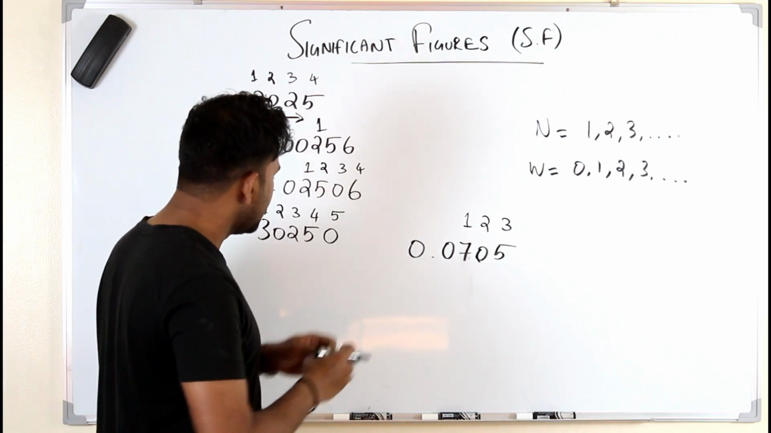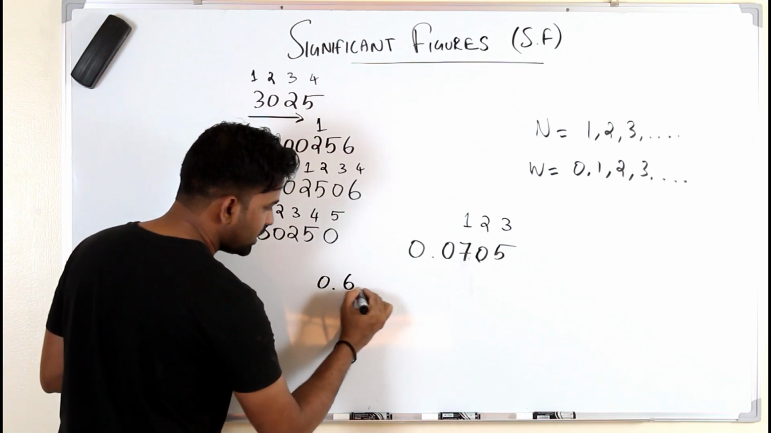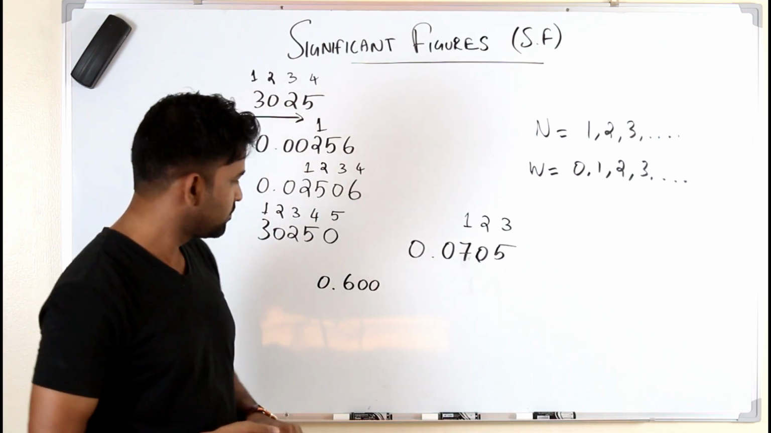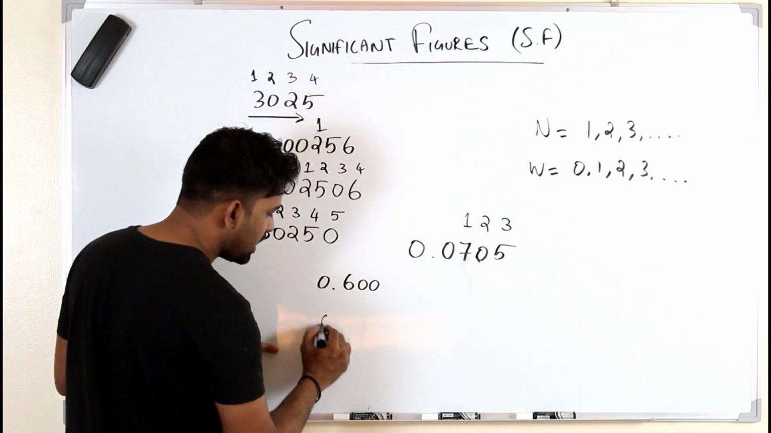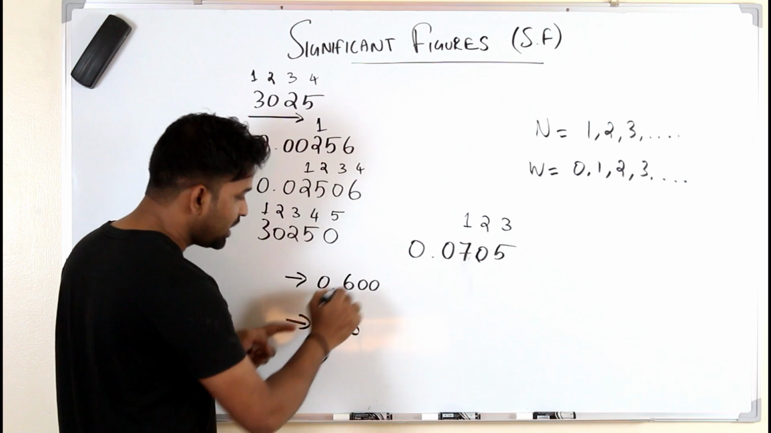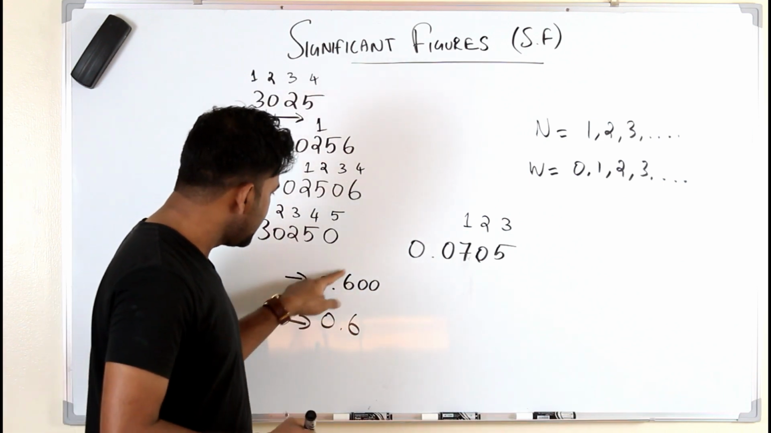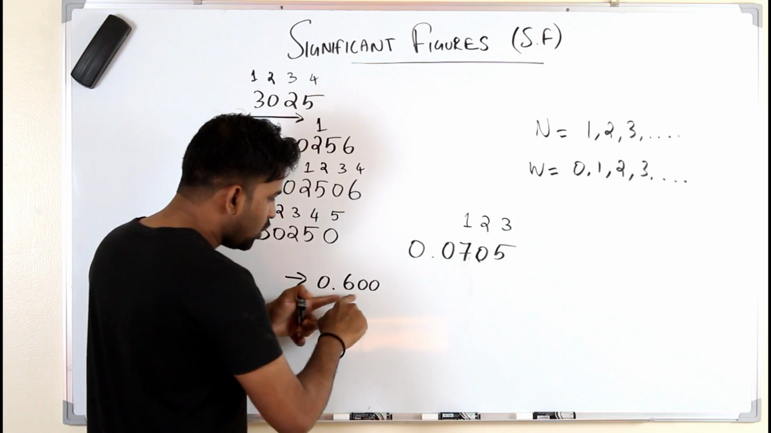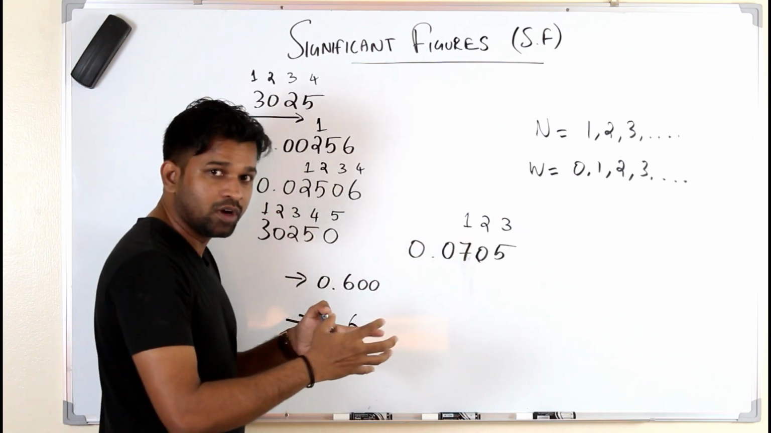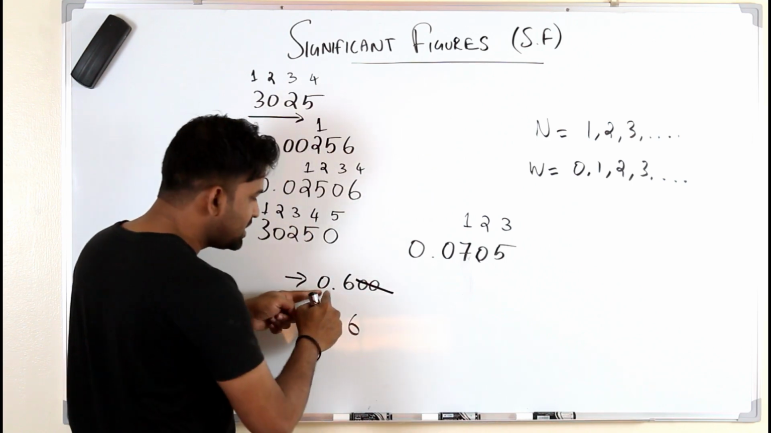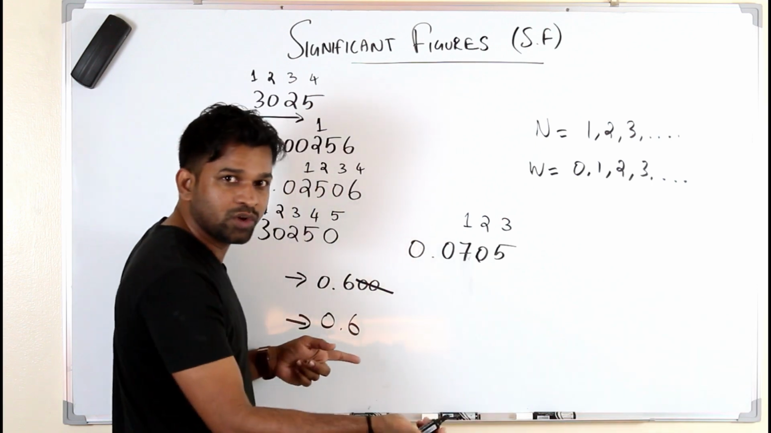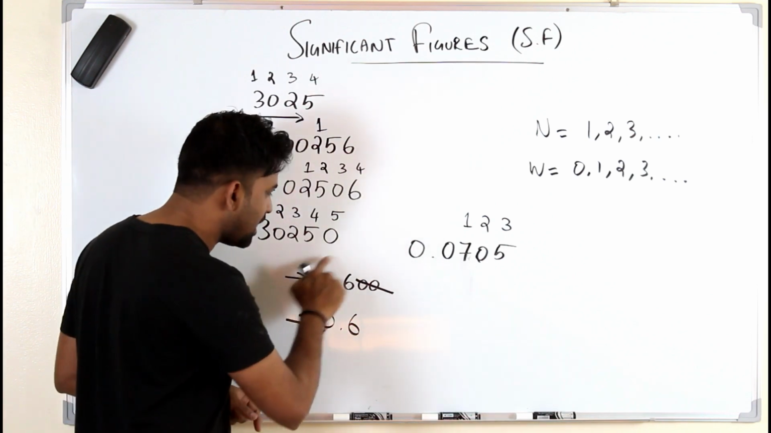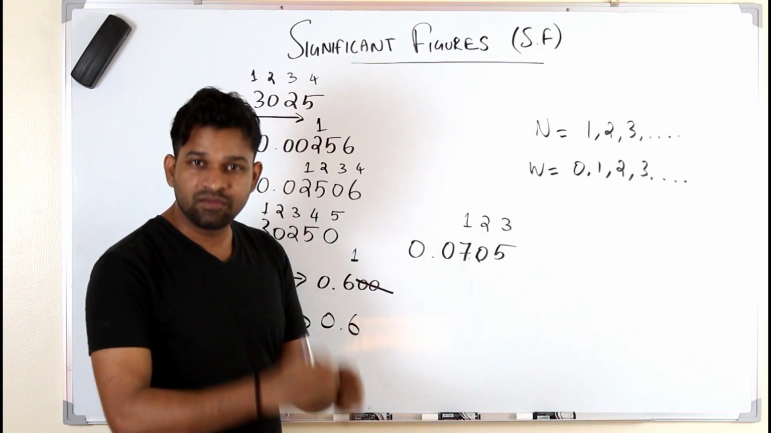Now let me write down another number, 0.600. How many significant figures does this number have? It's a little bit of a tricky question. You see here, I take 0.6 and 0.600. It's a decimal number. No matter how many zeros you have at the end in a decimal number, they have no value at all. This is considered 0.6, no matter how many zeros you have. So 0.600 is equal to 0.6. So this number has only one significant figure.